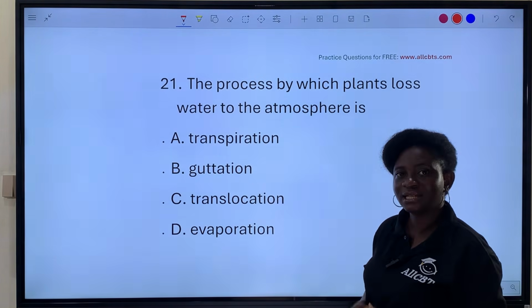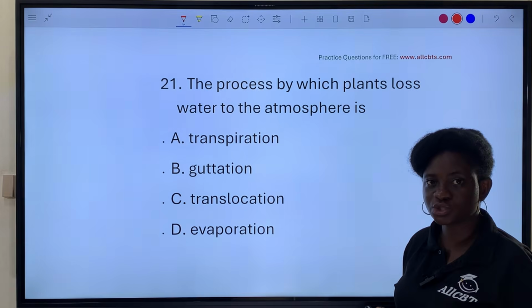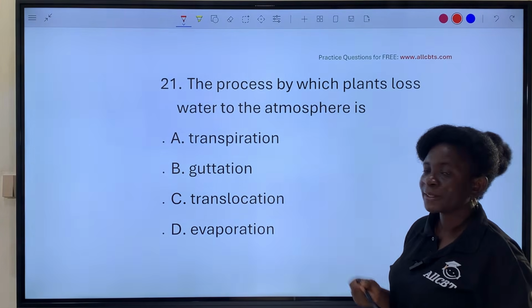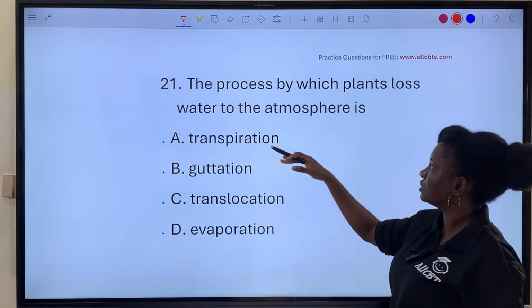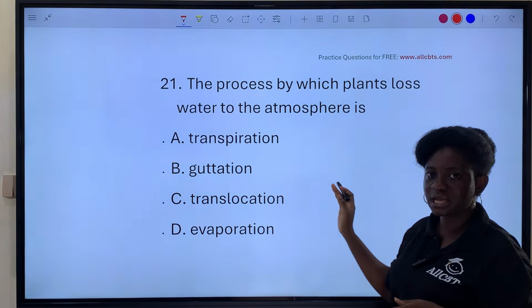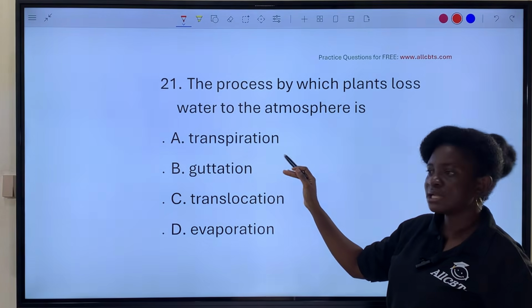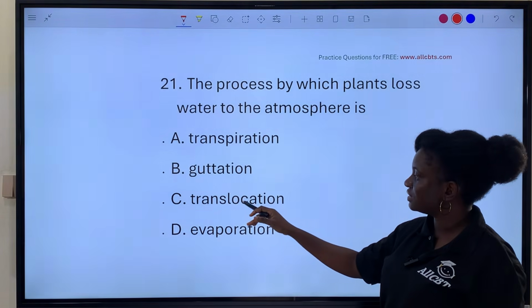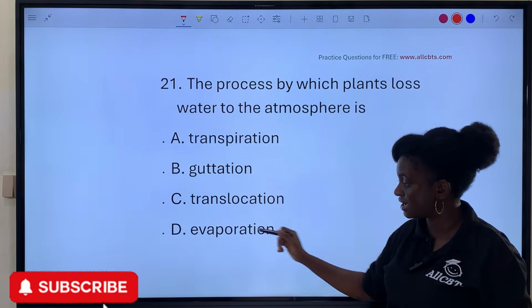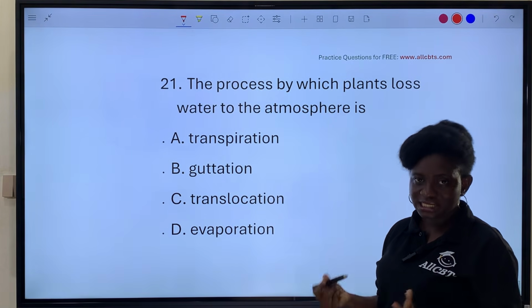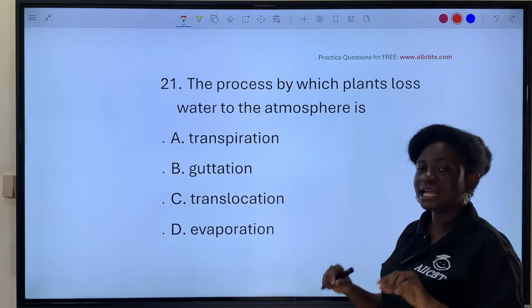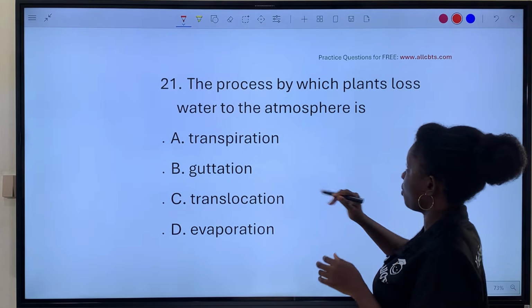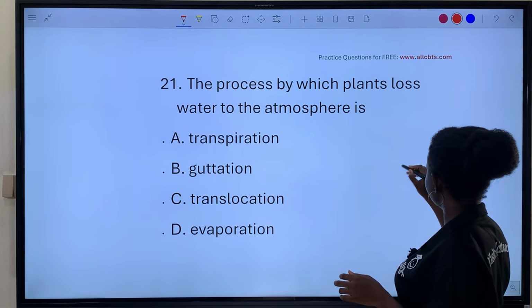Alright, so let's look at the next question. Question 21. The process by which plants lose water to the atmosphere is: A, transpiration; B, guttation; C, translocation; D, evaporation. Plants also lose water, especially during dry season, and they have small holes in the leaves.